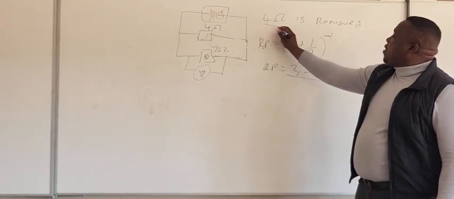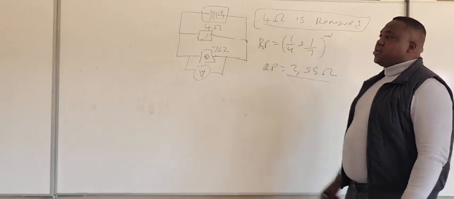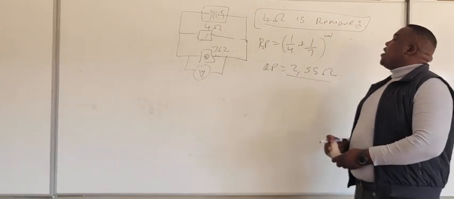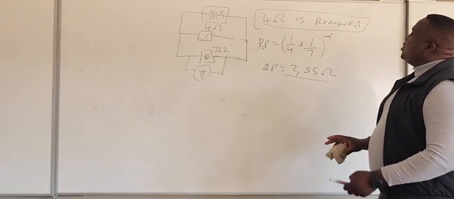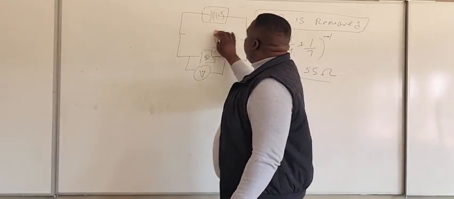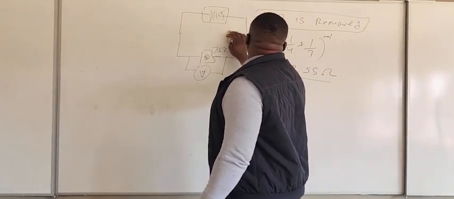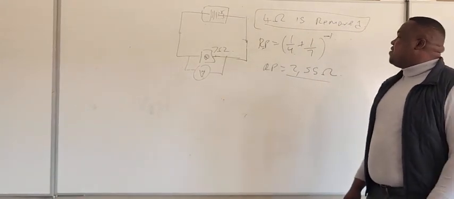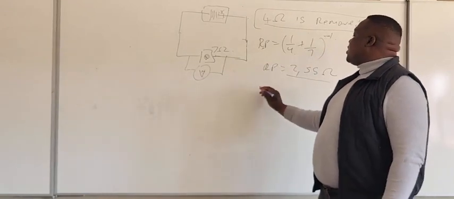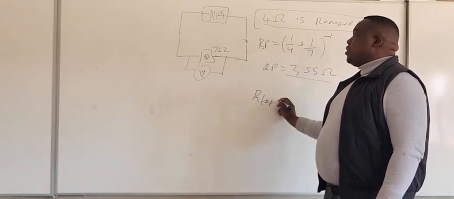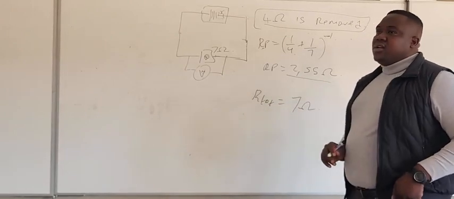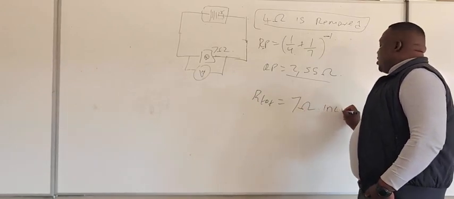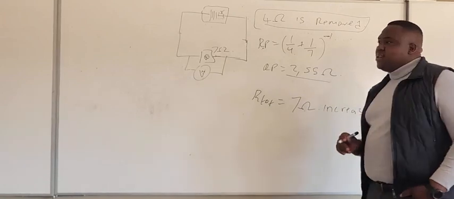Then we are told that the 4 ohm resistor is removed. What will happen when the 4 ohm resistor is removed? Let us remove it. When we remove the 4 ohm resistor, do you see the total resistance that we have? The total resistance will become 7 ohms. It means that the resistance increases.